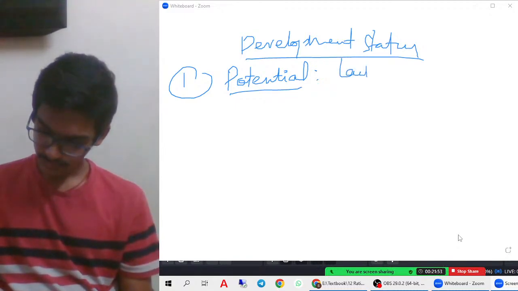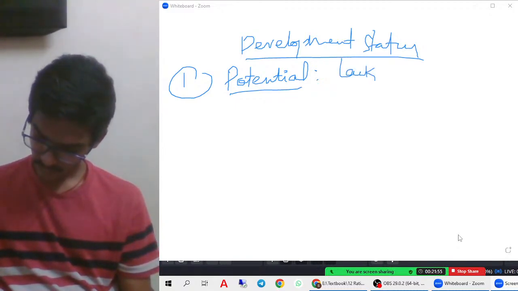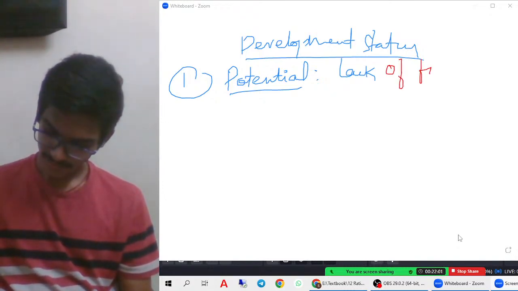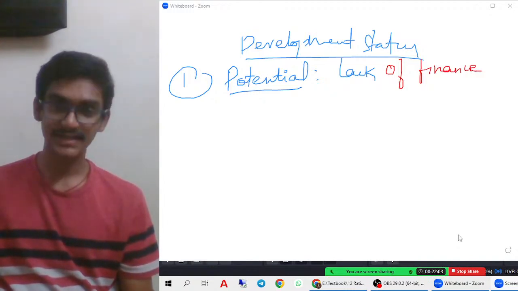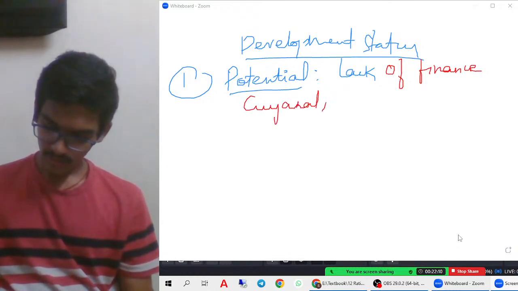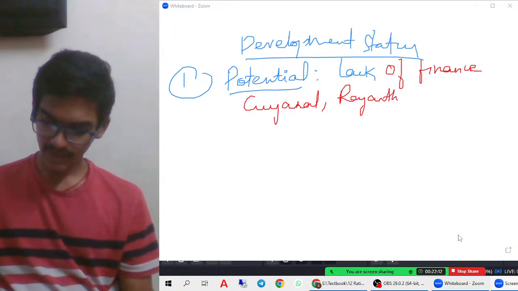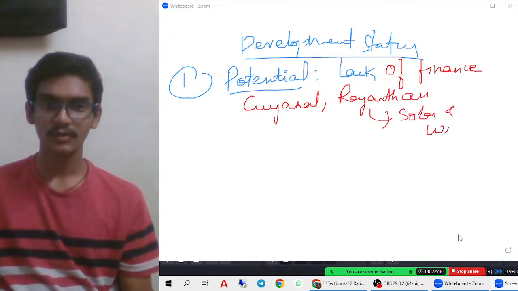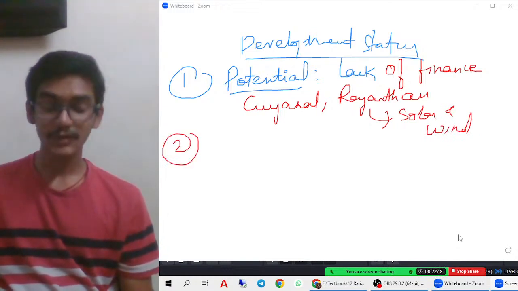Because of the lack of financial resources, they are not extracted. For example, in states like Gujarat and Rajasthan, solar and wind energy is actually found. Okay, that is the second most important type, the potential resources.